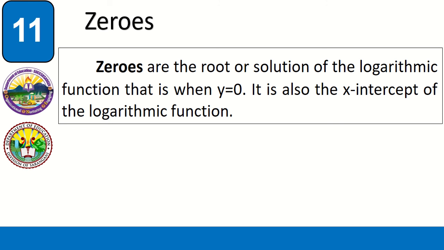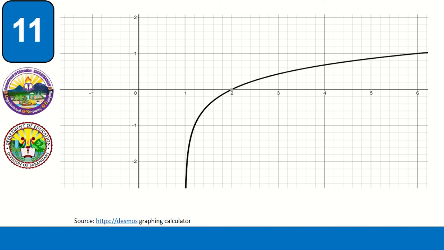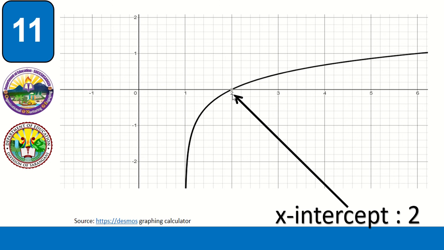So what is the value of x when y equals 0? Start with this graph. This graph intersects the x-axis at this point, which is referred to as (2, 0), where y is 0. So this graph intersects the x-axis at 2. Therefore, that is the x-intercept.